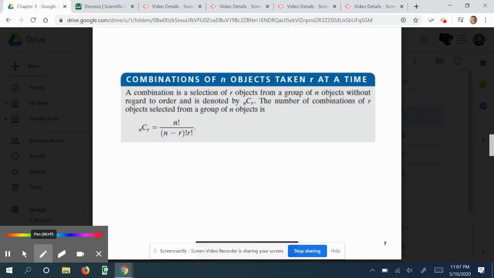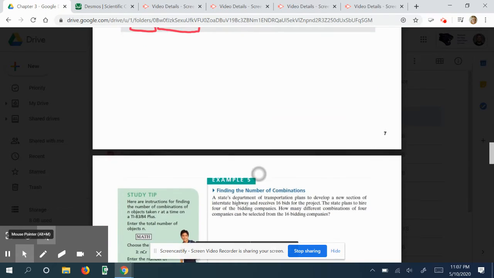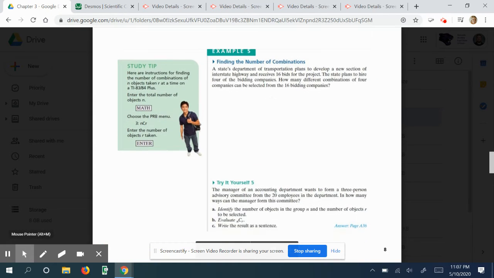And so our values are going to be small in combinations. Okay? So here's the equation for combination. It's n factorial over n minus r factorial times r factorial. So we're actually dividing by those repeated amounts. And we denote it nCr right there. Okay? All right, so example 5.